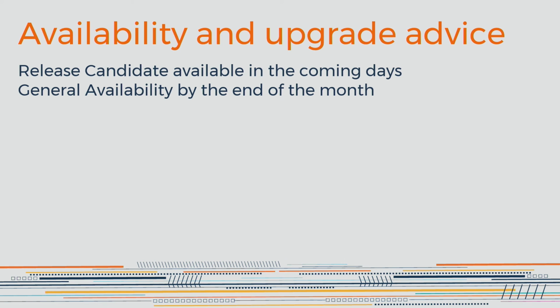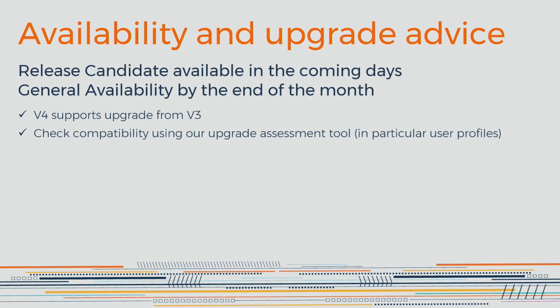We'll then follow that with a general availability build by the end of the month. So that could be just in a week's time, or a little bit longer if we need to respin it based on initial feedback. But you have a GA of the build, V4, out by the end of September. V4 supports upgrades from V3 View, right? So you're not having to rebuild all of your dashboards.